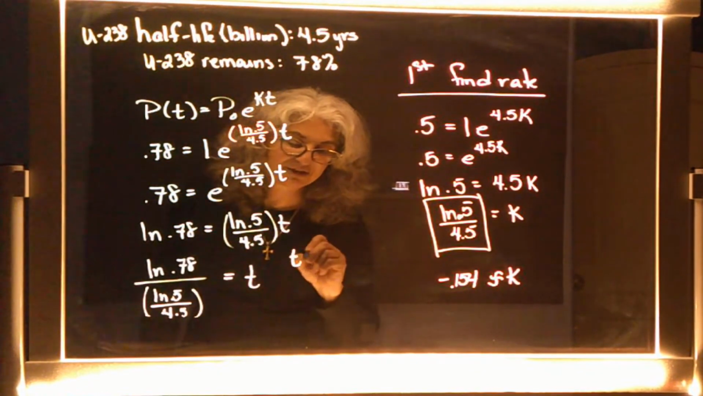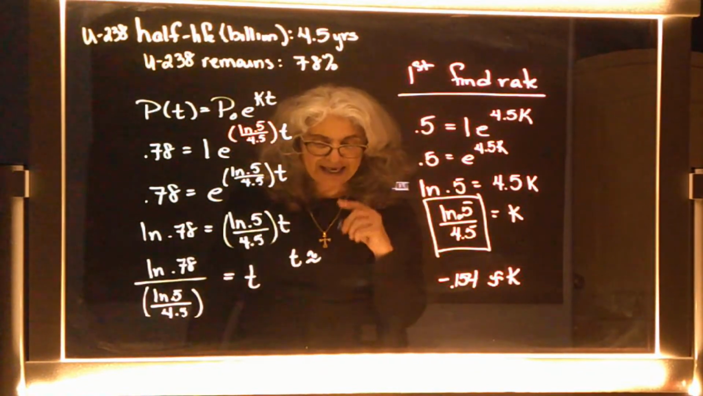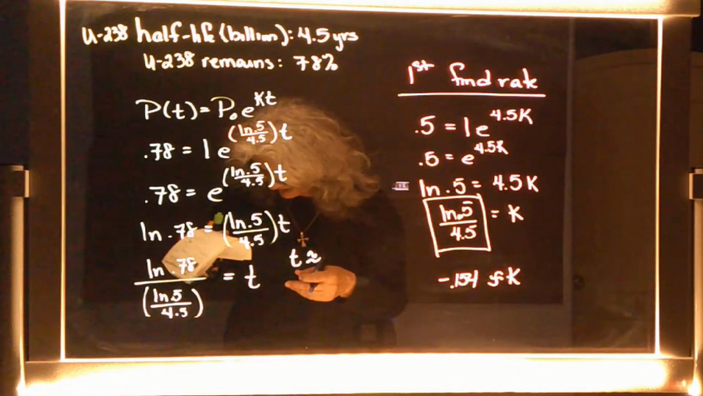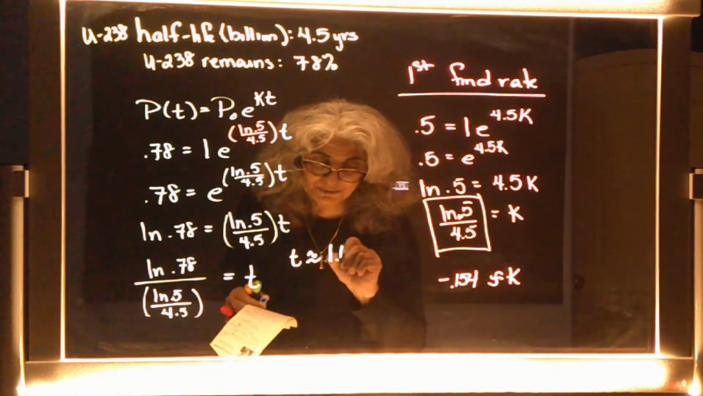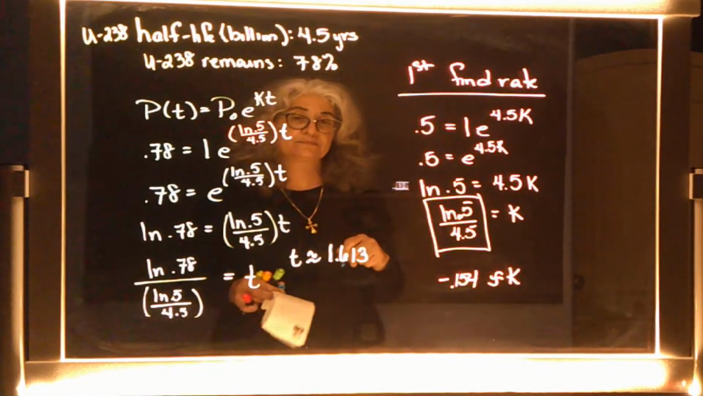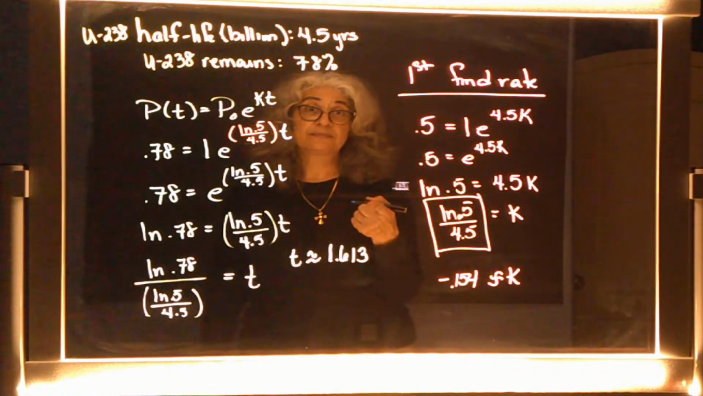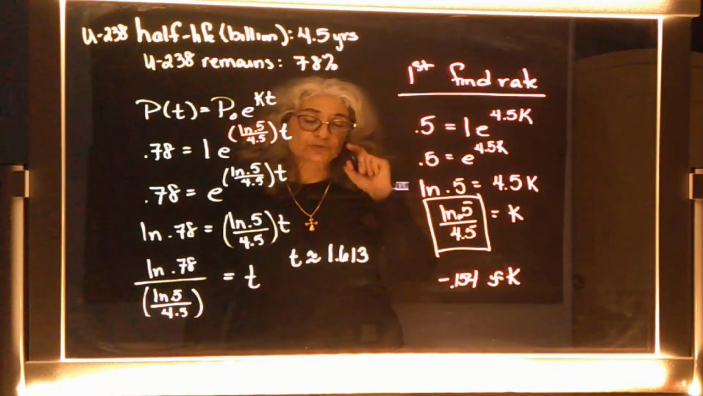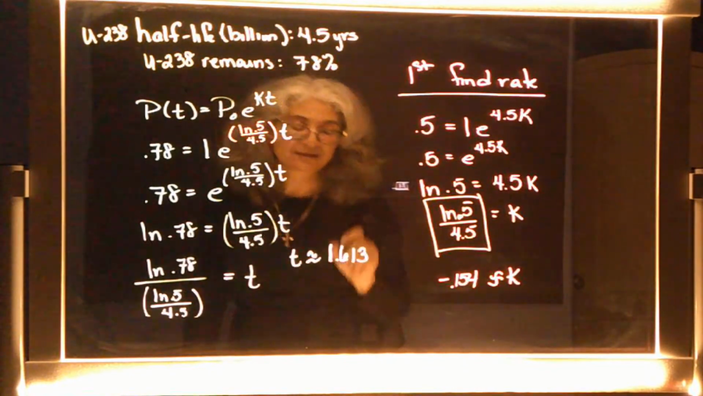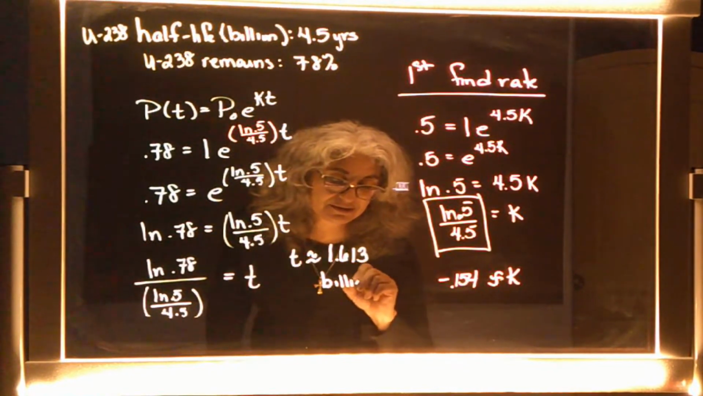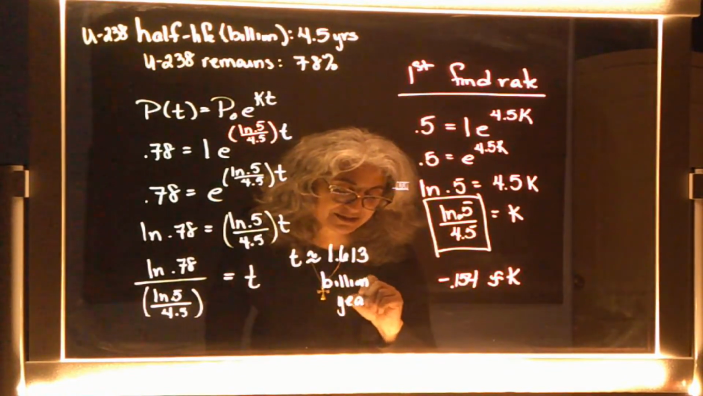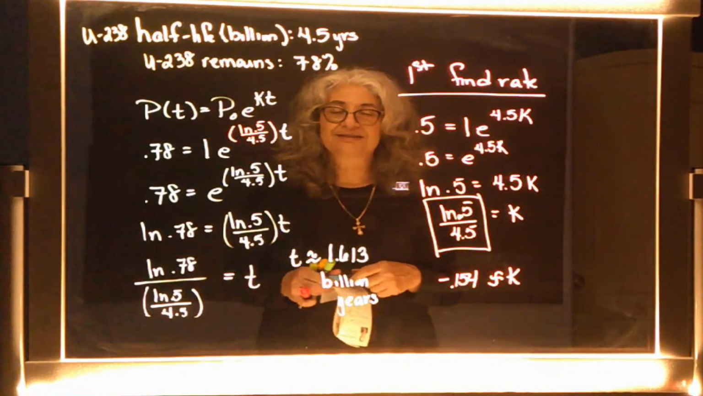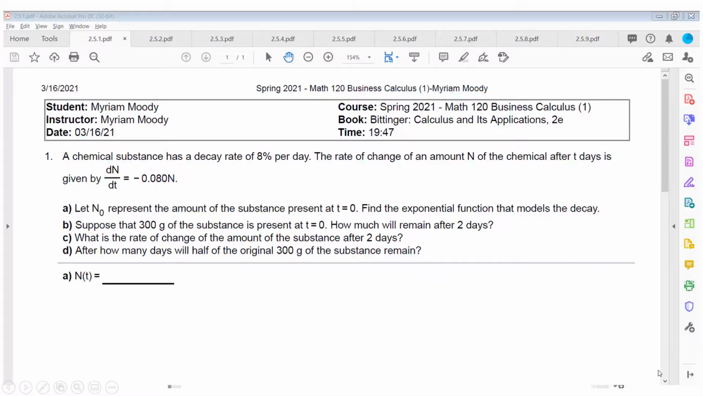And now the calculator punching comes in, and it says to round to 3 decimal places at the very end. So when I do that, I get t is 1.613. Did you get the same? Okay, but it's not 1.613 years, it's 1.613 billion years. And this is where your billions comes back in. Cool? All right, stay tuned. Got another one.